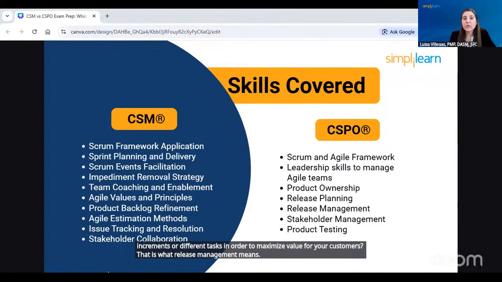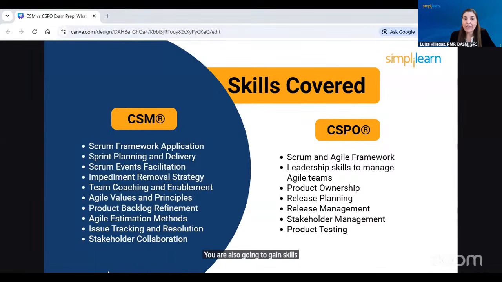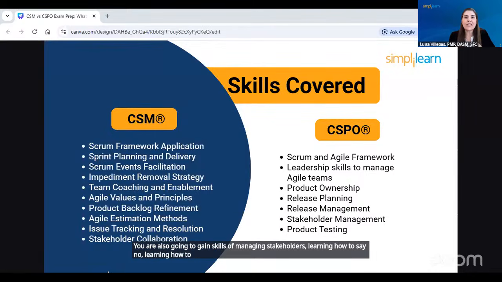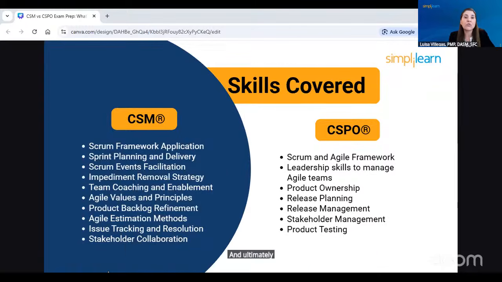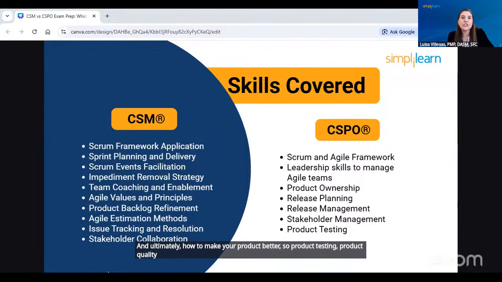You are also going to gain skills of managing stakeholders, learning how to say no, learning how to manage different expectations, setting boundaries, making sure that you know how to handle competing demands or competing requirements from different stakeholders, and ultimately how to make your product better. So product testing, product quality, product vision, everything that has to do with the product is what you're going to learn.